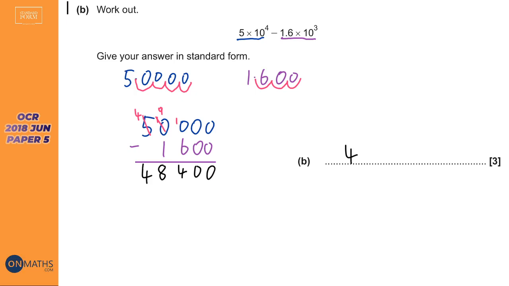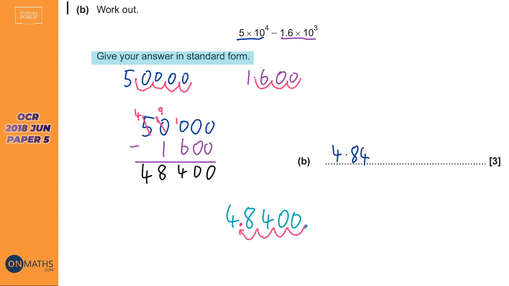Oh, hang on. Almost didn't read the question. If you read the question, it says give your answer in standard form. So we need to convert that to standard form. So I'm going to write the number down, 48,400. Decimal point at the end. Okay. So we need to make the number between 1 and 10, not including 10, by just moving the decimal place. So 1, well, that's not between 1 and 10. 2, 3, 4. That would make it between 1 and 10. So the number will be 4.84.